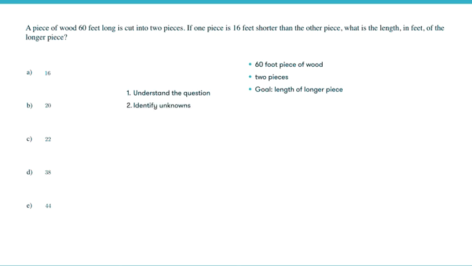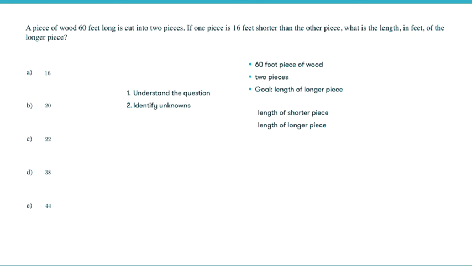Now that we've understood the question, our next step is to identify unknowns. So what is an unknown? An unknown is any quantity in the question that has an unspecified value. So examples of unknowns would be Bob's age, Karen's height, Jack's salary, and so on. In all these instances, we have some quantity that has a corresponding value, but we don't know what that value is. In this case, the unknowns are the lengths of the pieces of wood. So the length of the shorter piece of wood and the length of the longer piece of wood.